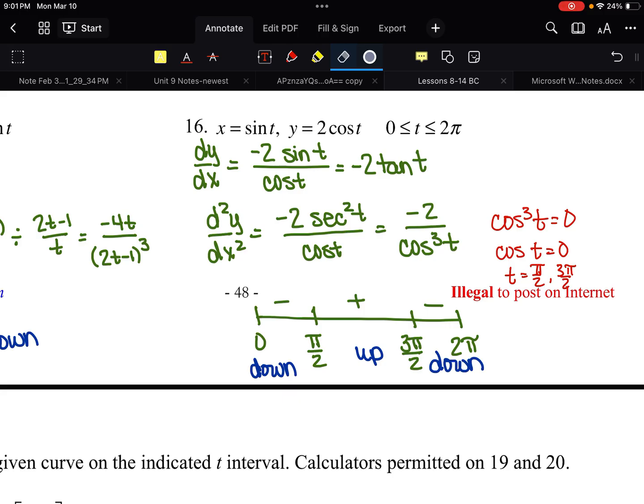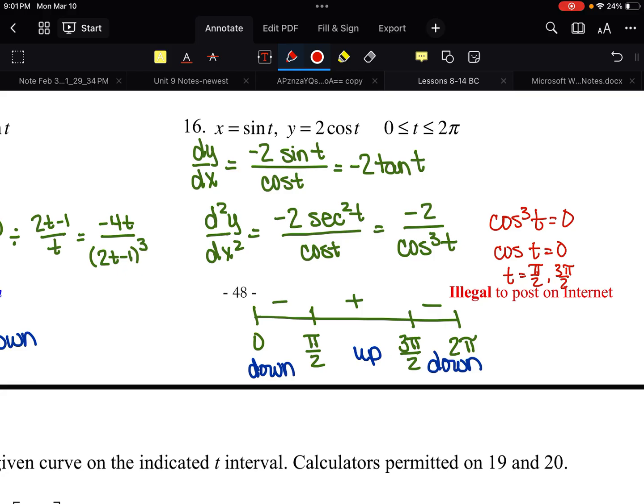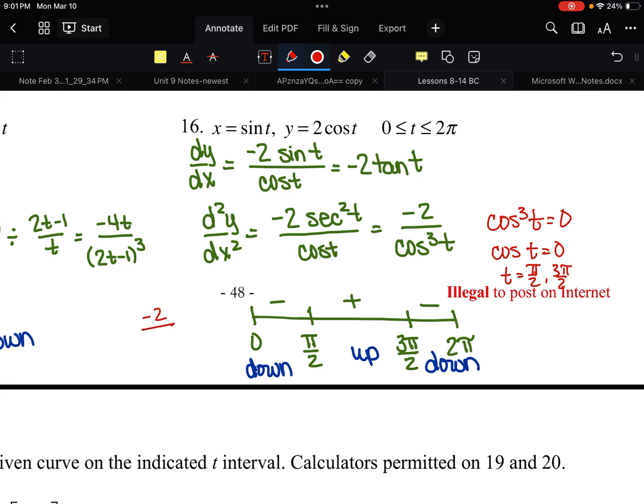Plug in something between pi over 2 and 3 pi over 2, like maybe pi. Then I would have negative 2 over, see, the x-coordinate for pi is negative 1. So when you cube a negative, you get a negative. So that's going to be negative over negative. That's going to be positive.